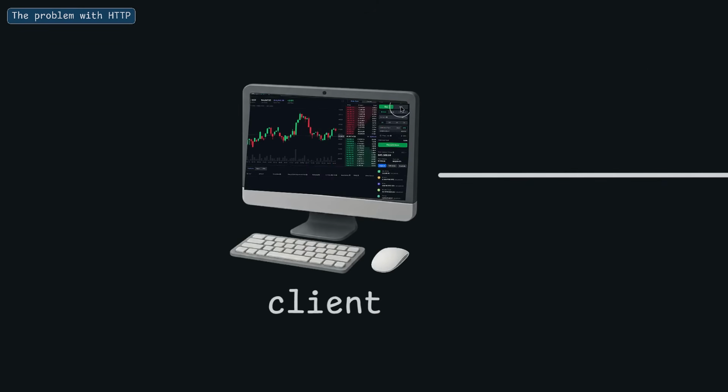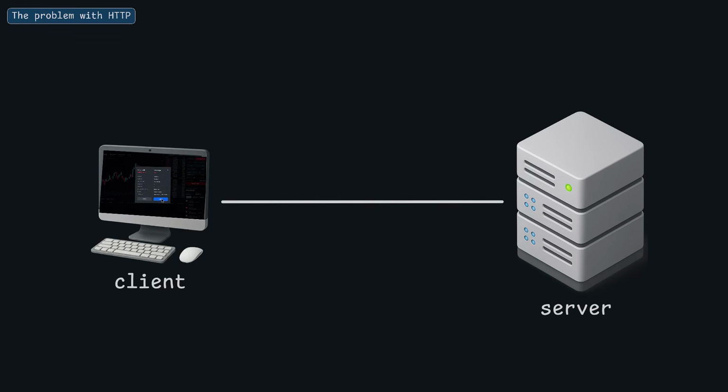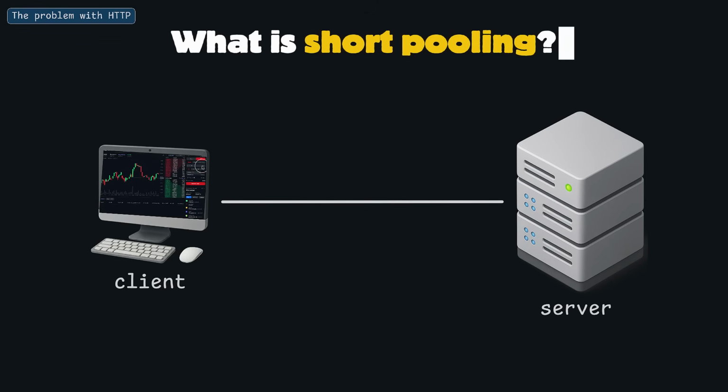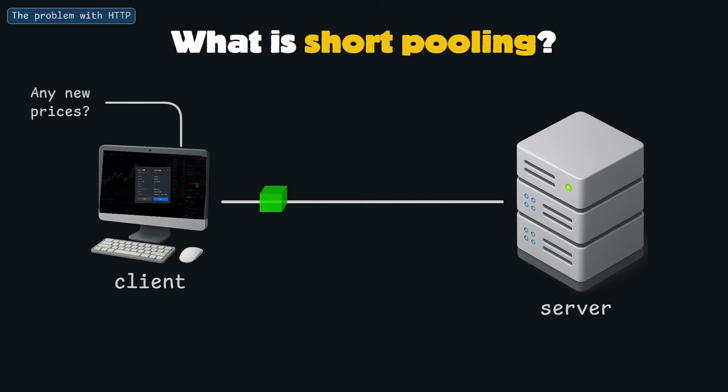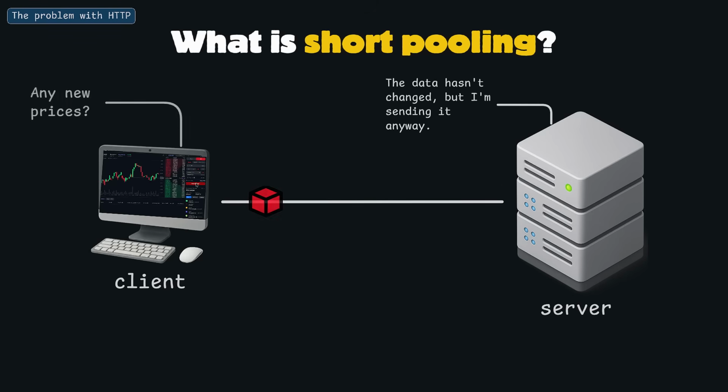Now imagine you're building a stock trading dashboard. Prices updating every second for hundreds of symbols. How do you handle that with HTTP? You could do polling. The client asks the server every second, "Any new prices?" The server answers. 1 second passes. Client asks again. This hammers the server with requests, most of which return the same data. Wasteful, and still up to 1 second behind.